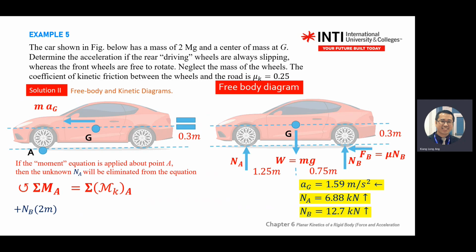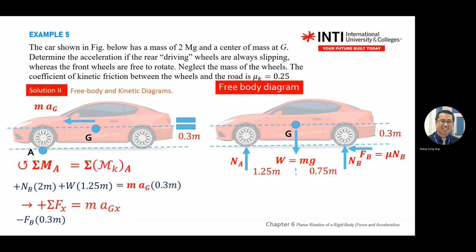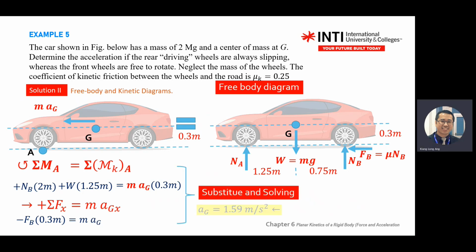So at A, you have 1, 2, 3, 1, 2, 3. This one does not create moment, because this one, the D is 0. So you only have 2 moments. Positive, because anticlockwise. W should be negative. NB positive. Okay, this one should be negative. This one should be negative. Typo error. With your X also same. Fx equals MAG. X still do the same. You combine, you'll get your AG.